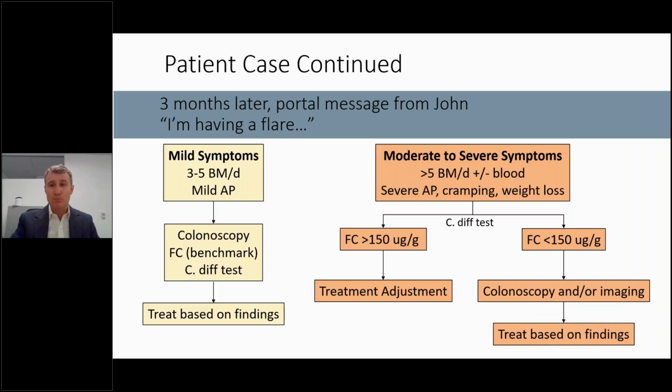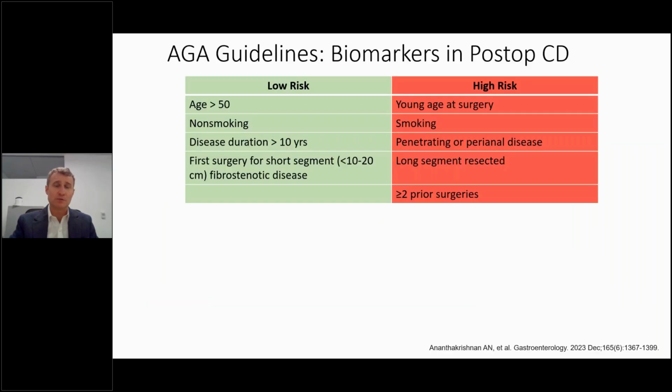However, if the fecal calprotectin is less than 150, that's a situation where we want to figure out what exactly is going on, what's driving those symptoms. So we go to our gold standard colonoscopy and/or imaging and treat based on those findings.